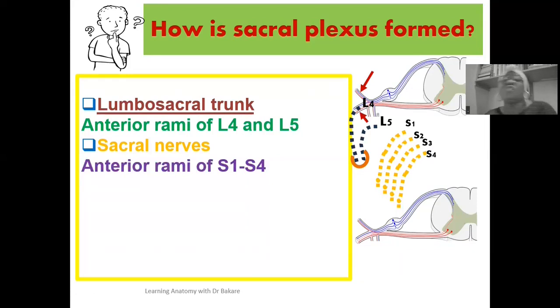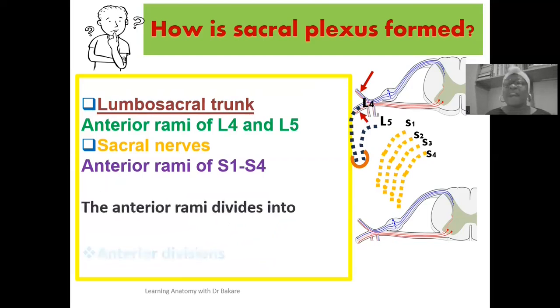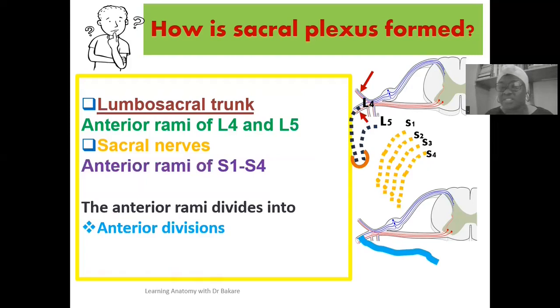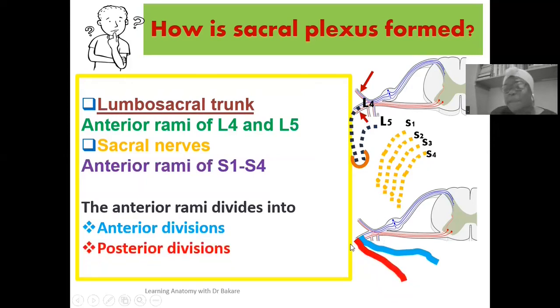It's also good for us to drive in further that there are specifications that are established in the formation of this sacral plexus. After the emergence of the anterior rami from L4, L5, S1, S2, S3, and S4, these anterior rami are further divided into anterior divisions and also posterior divisions. So this is where we have this emergence created at this point. Remember, at this point is where we have the anterior ramus.